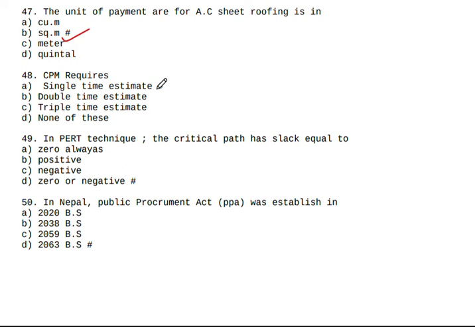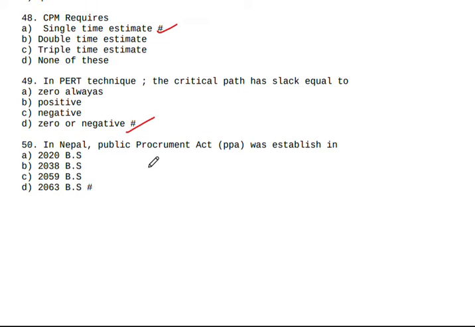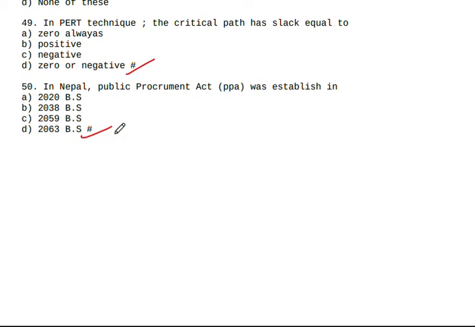CPM requires single time estimate. In the technique, the critical path has slack equal to 0 or negative. In Nepal, Public Procurement Act was established in 2063 BS.